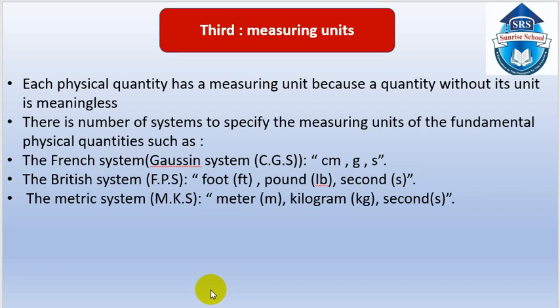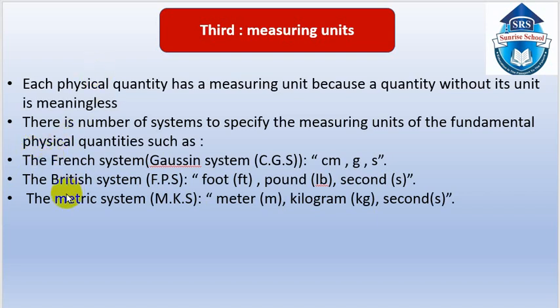Okay? There are a number of systems to specify the measuring unit of the fundamental physical quantities, such as the French system, British system, and metric system. The French system, called the Gaussian system, measures length by centimeter, mass by gram, and time by second.